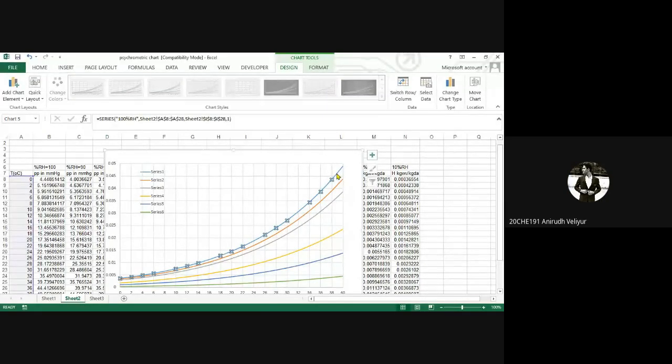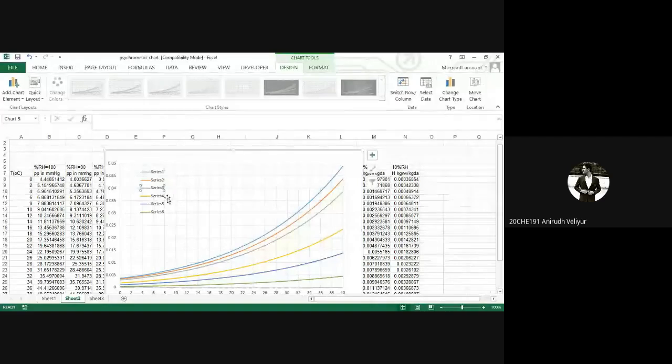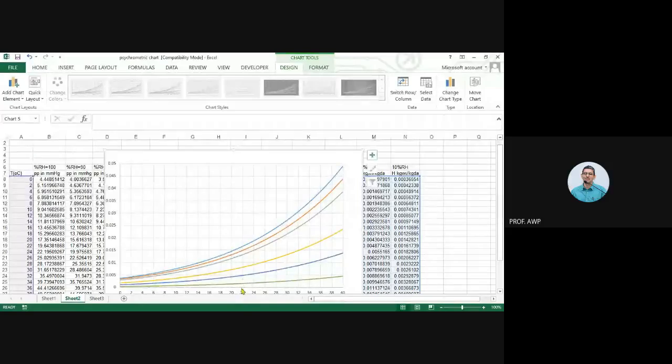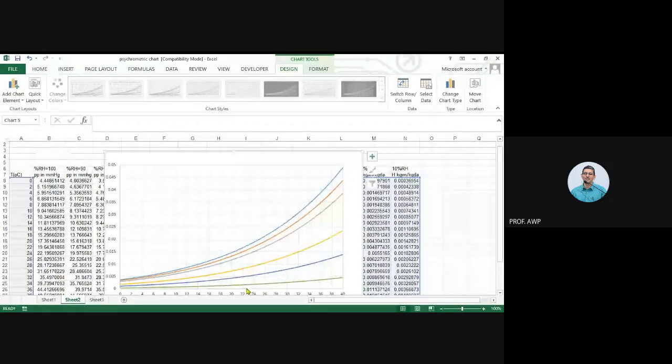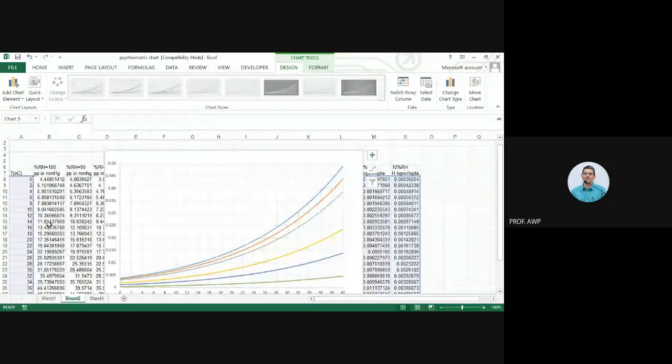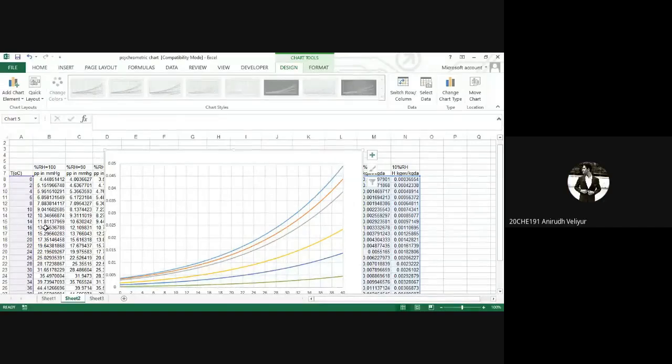Sir, I had a doubt. After plotting the graph, when we need to find the value of vapor pressure or the humidity for a particular x value, how do we use the graph in Excel? No, there's no option. If you are doing it in Excel, you have the formula with you, so straight away you can use the same. Yes, sir.